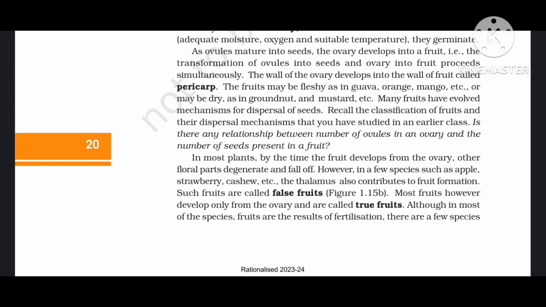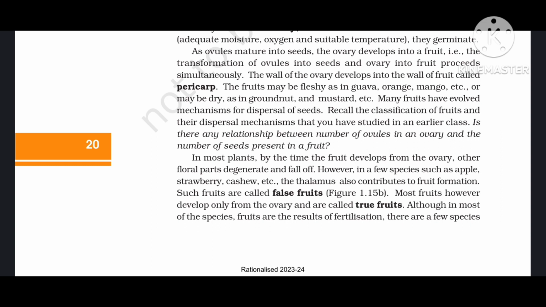However, in a few species such as apple, strawberry, cashew, etc., the thalamus also contributes to fruit formation. Such fruits are called false fruits. Most fruits, however, develop only from the ovary and are called true fruits.